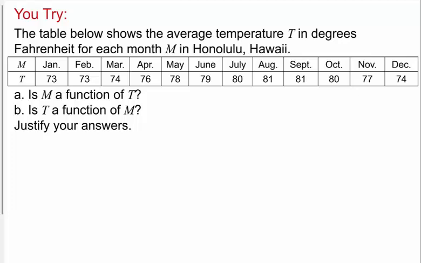Okay. So A, is M a function of T? So let's see here. 73 for January, 73 for February. Well, right off the bat, we can see that if I pick the temperature 73, I get two possible months, January and February. And if I pick 74, I get March and December. And if I pick 76, I'm okay. Or 77, I'm okay. 78, I'm okay. 79, I'm okay. But if I pick 80, I get July and October. And August and September both have 81. So M is not a function of T.